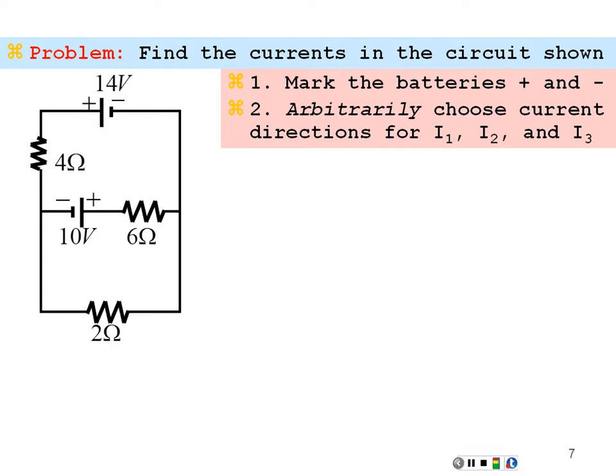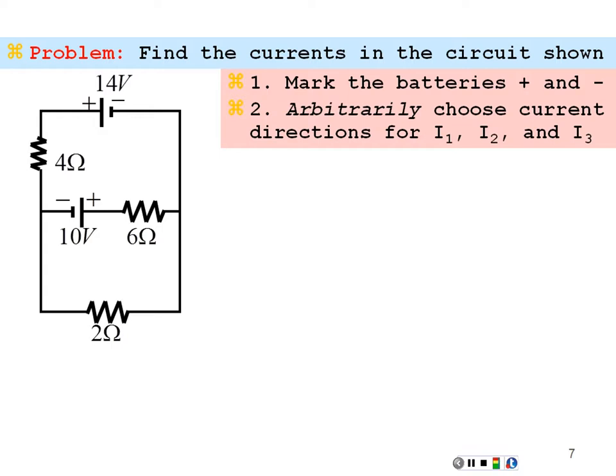What about I3? It has no battery in that branch. What do I do about that? Well, if I look at this junction here, where the 3 currents are coming together, I have I2 flowing into that junction, and I have I1 flowing out of that junction. I1 has a 14-volt battery in the branch. I2 has a 10-volt battery in that branch. I might have an intuition that I1 is going to have a greater magnitude than I2 because it's got a greater battery voltage in its branch.